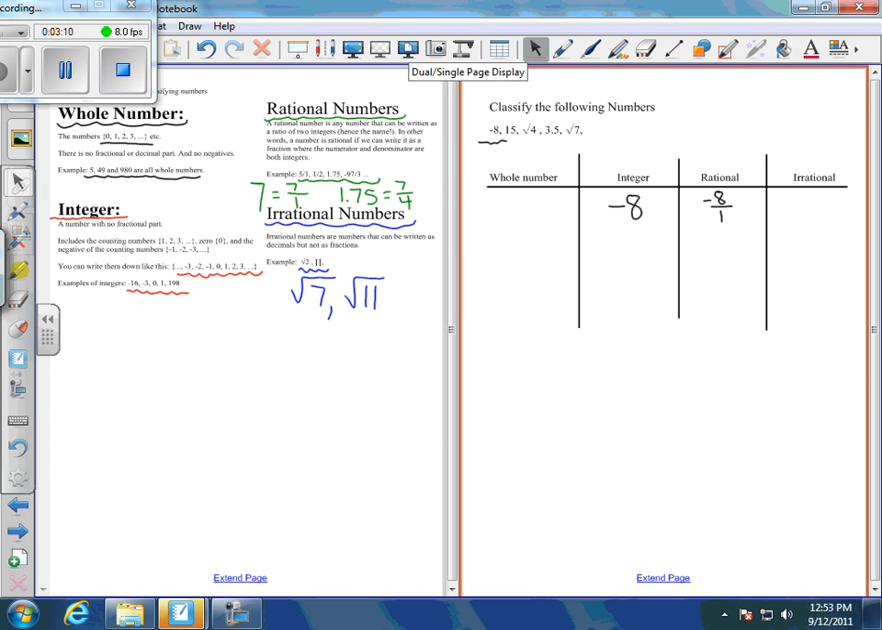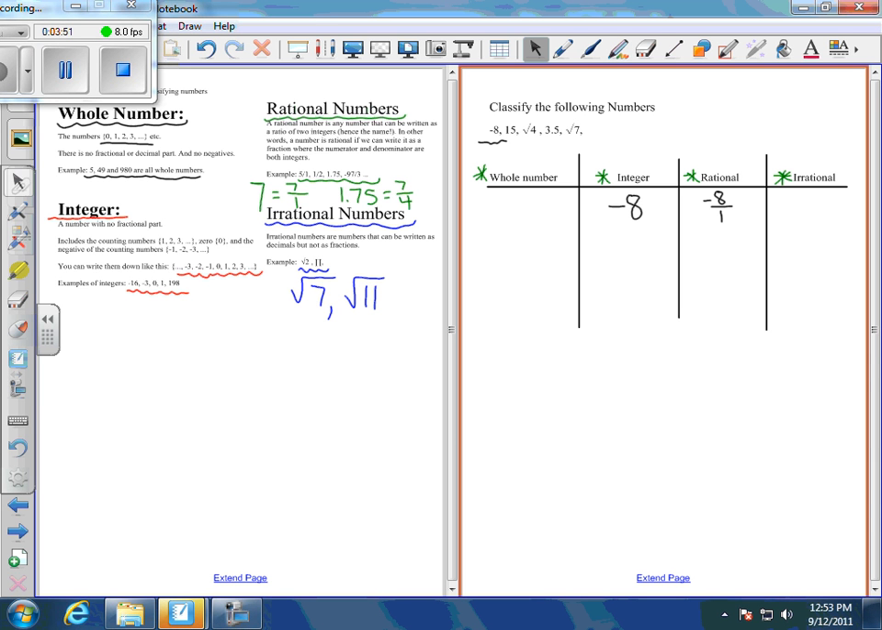What we want to do is categorize the following numbers into one of the quadrants. I have the 4 categories up here at the top, and we want to place each one of the numbers into one of the 4 categories, or as many categories as they fall into. For example, -8 is already completed for you. -8 is not a whole number because it is a negative number and whole numbers cannot be negative. -8 is an integer because it is part of our counting numbers and it is a negative value.